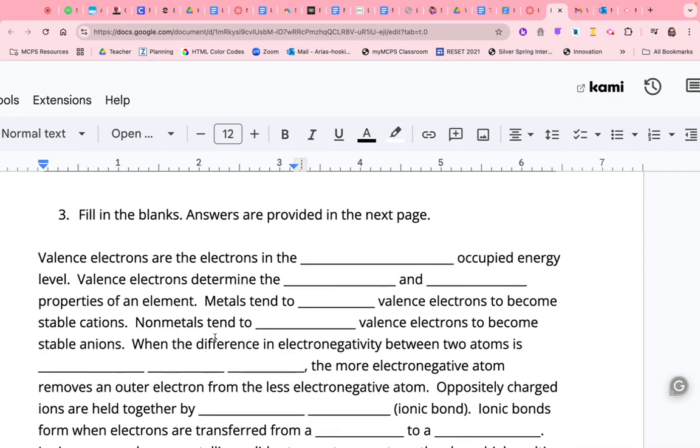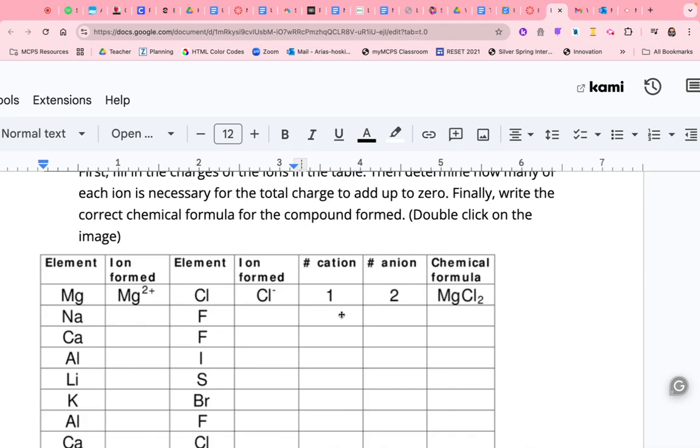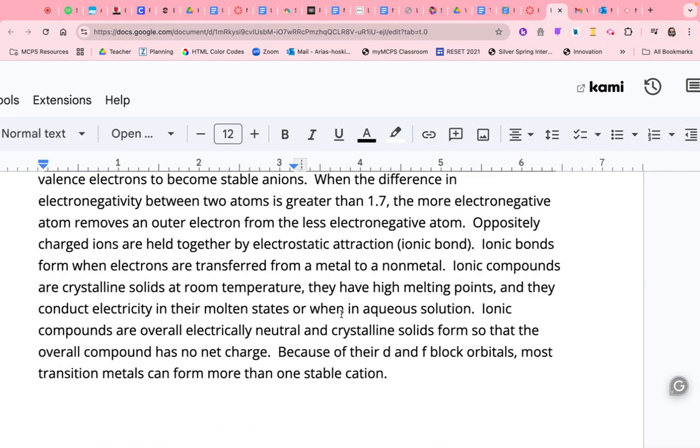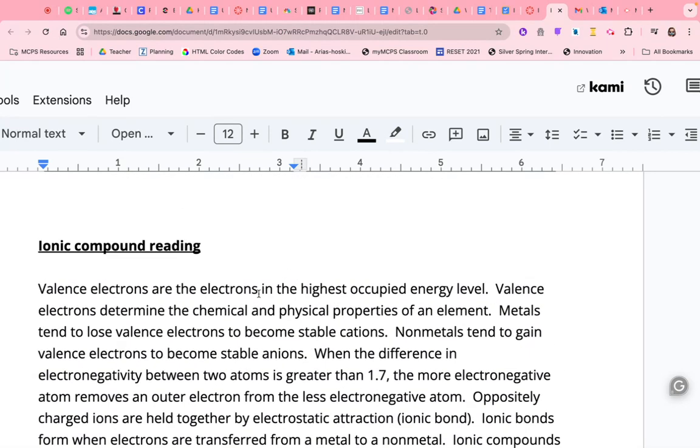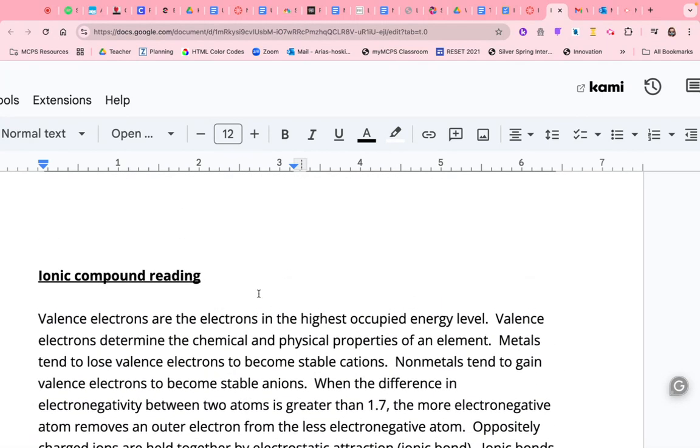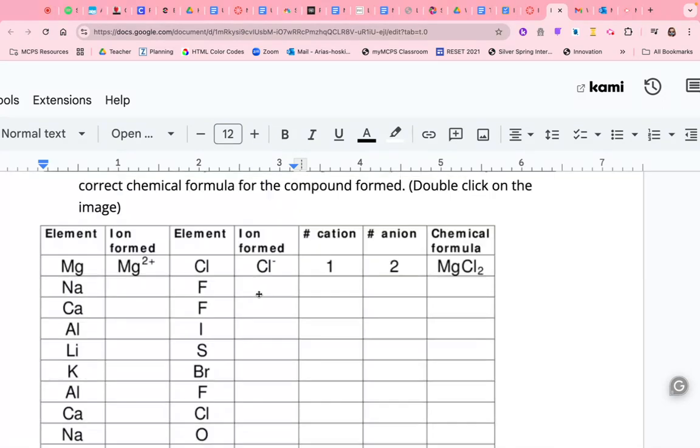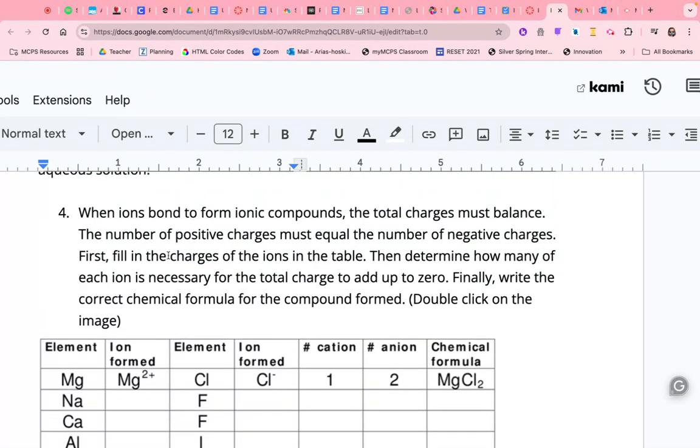Once you're done with this section, guys, you're going to do number 3, which is fill in the blanks. Answers are provided in the next page. This one, guys, literally, the answers are on this page, and you have that access. I actually printed it out for you. Once you're done with this section, you're going to go to number 4.